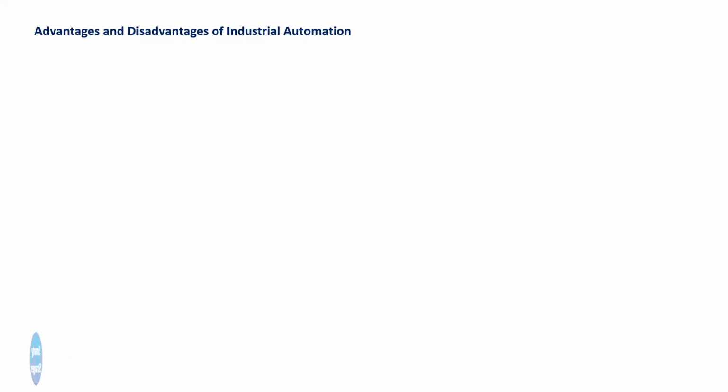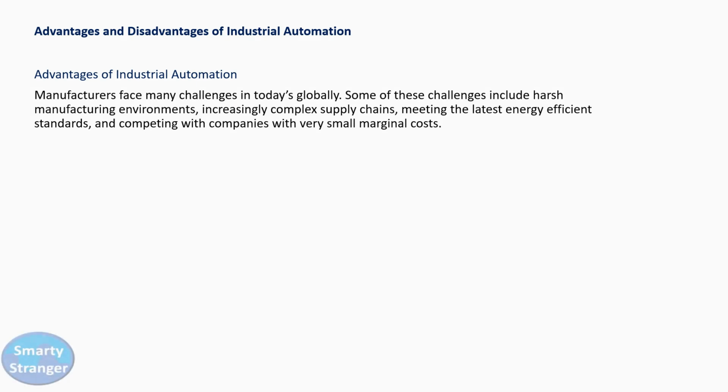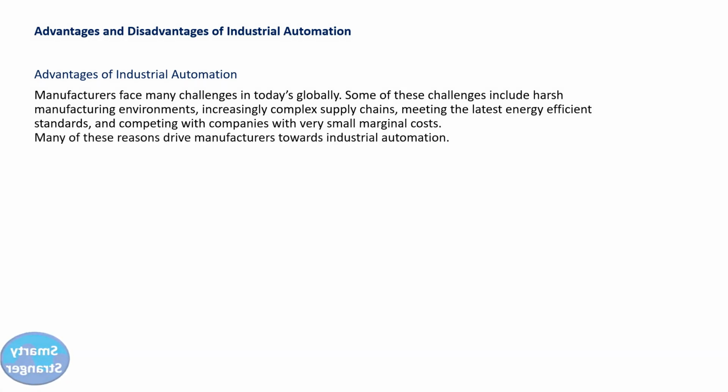Advantages and disadvantages of industrial automation. Advantages of industrial automation. Manufacturers face many challenges in today's globally competitive market. Some of these challenges include harsh manufacturing environments, increasingly complex supply chains, meeting the latest energy-efficient standards, and competing with companies with very small marginal costs.